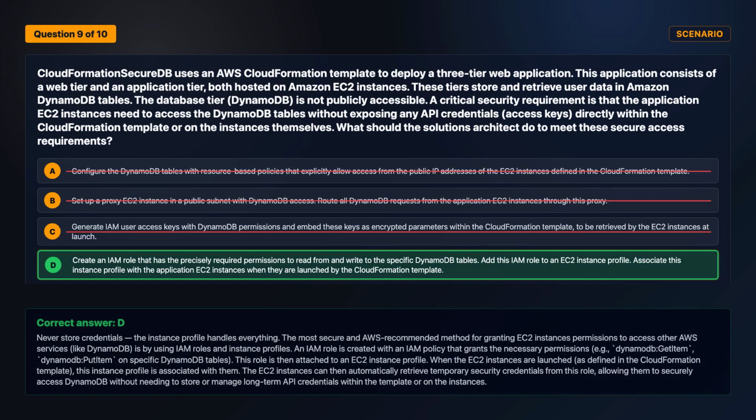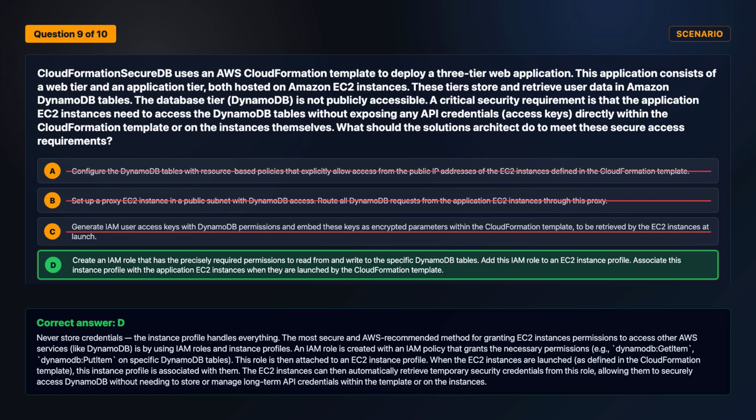The correct answer is option D. Never store credentials. The instance profile handles everything. The most secure and AWS recommended method for granting EC2 instances permissions to access other AWS services, like DynamoDB, is by using IAM roles and instance profiles.